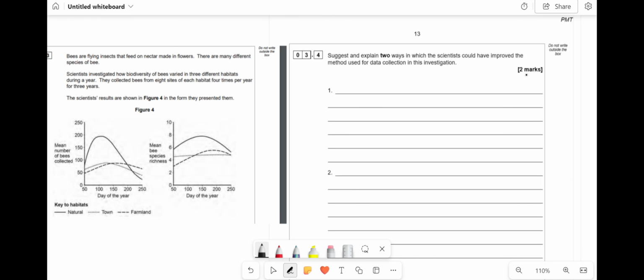Now it says, suggest and explain 2 ways in which the scientists could have improved the method for this data collection. So remember, just think about your independent and your dependent variables, and then it gets quite easy. In the independent variable, what are they doing? They're changing the habitat. The dependent variable is the biodiversity of bees. So then look at this and say, does the method match what they've done? This is showing us the different habitats, so that's right with the independent variable. Biodiversity of bees, I don't see biodiversity of bees here. All I see is the mean number of bees and also the mean species richness. So no, we've not really collected that. What they're doing is looking at both of these to say, oh, does that match that?